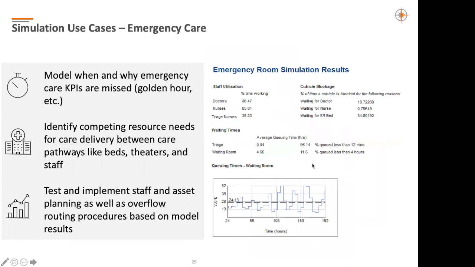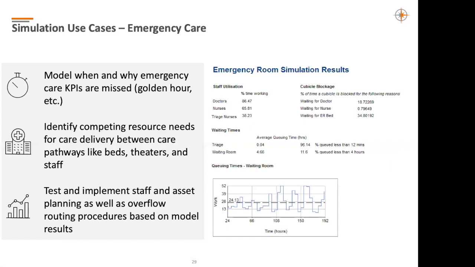So the next use case is emergency care in the hospital setting. The real focus of emergency care is making sure you get patients, whether they have a stroke, heart attack, or traumatic event, into the hospital within an hour or as short of a time as possible. And so what simulation allows you to do is map the end-to-end system. You could even include external hospitals for purposes of overflow routing.